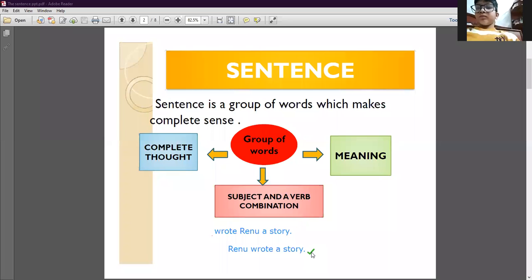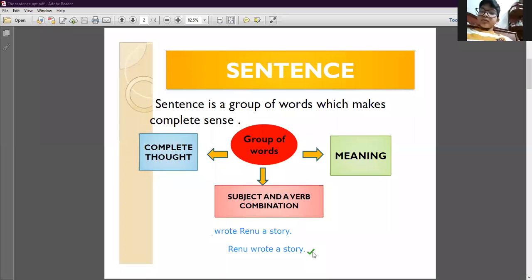This group of words makes complete sense. The words are placed in the correct order. Most important, students, जो भी words होते हैं वो आपको correct order में ही place होने चाहिए. Okay, this is a sentence. Clear, students? I am repeating again, sentence, जिसको हम हिंदी में वाक्य बोलते हैं. A sentence is a group of words which makes complete sense, जिसका complete sense होना चाहिए.